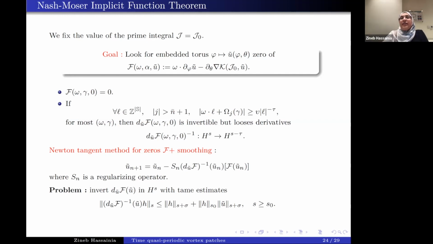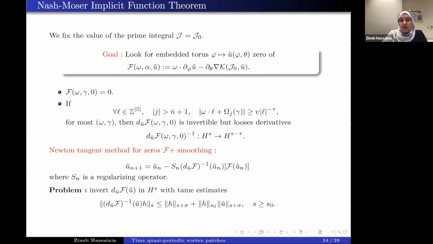Since in the new symplectic variables are changed only by quadratic terms, the linearized operator at the equilibrium remains the same. It's unchanged. So we saw that it's a Fourier multiplier. And if we assume that the eigenvalues are bounded away from 0 in some sense, then we can prove that the linearized operator is invertible, but the inverse loses derivatives. So the implicit function theorem is out of use.